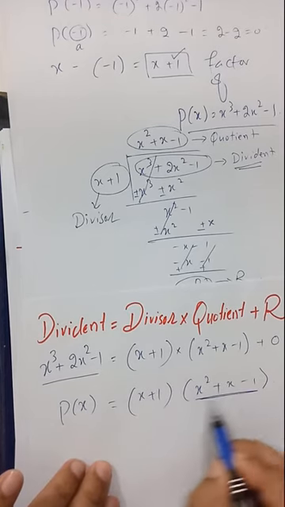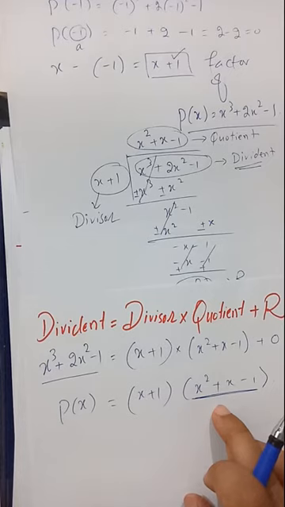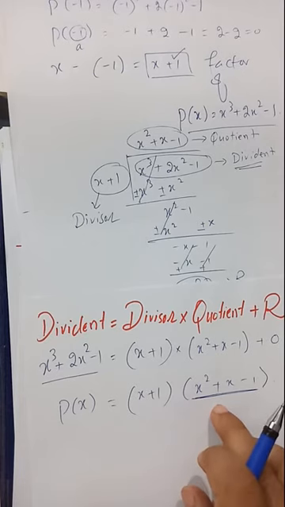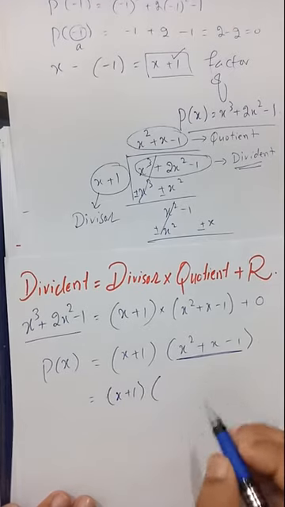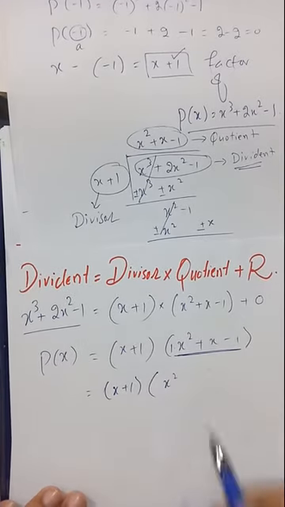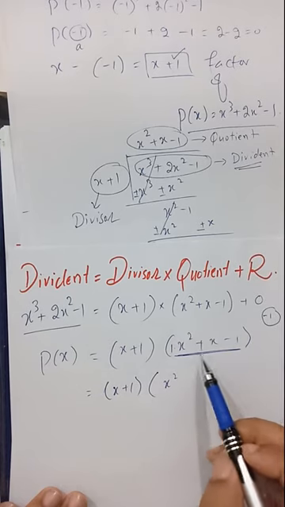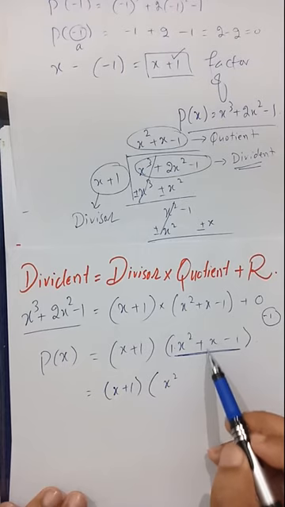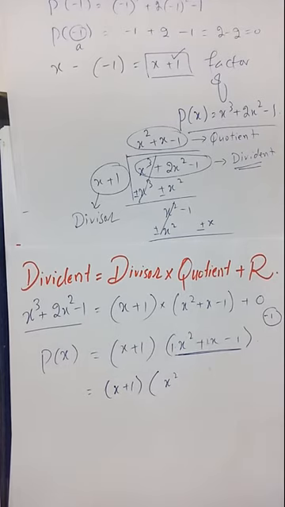Now I want to factorize this by using the quadratic formula, because this is a quadratic polynomial, or you can use completing the square, or you can use the middle term method, which you studied in class 10, first chapter. The coefficient of x square is 1 and the constant is minus 1, so multiply this coefficient with the constant and you will get minus 1. Now you need to divide the coefficient of x into two parts, whose multiplication gives minus 1 and whose addition gives plus 1.